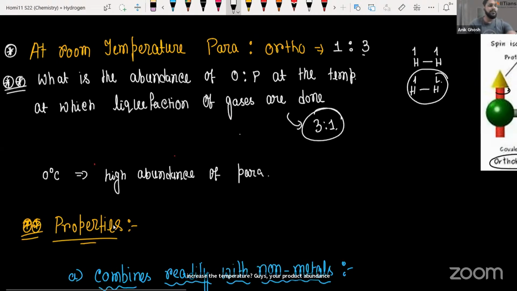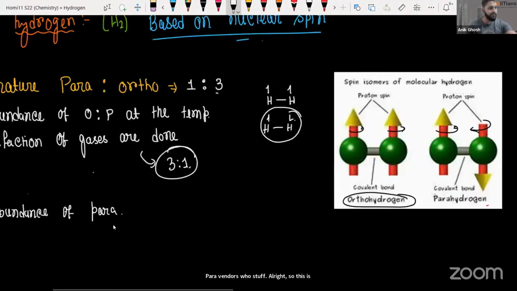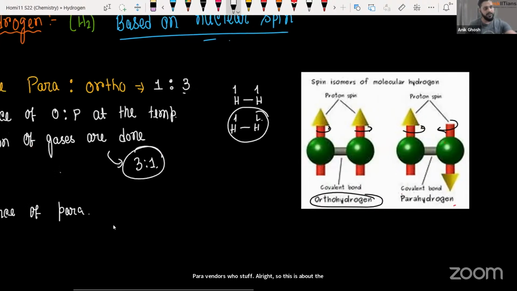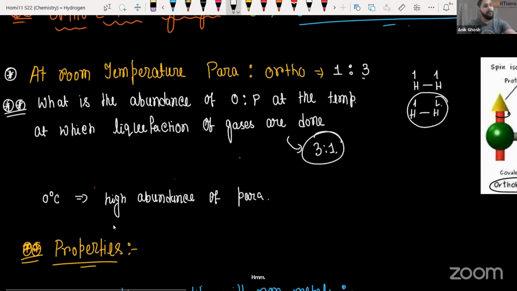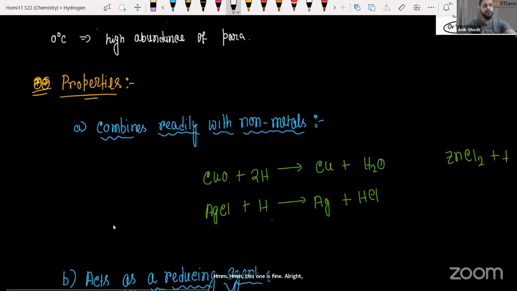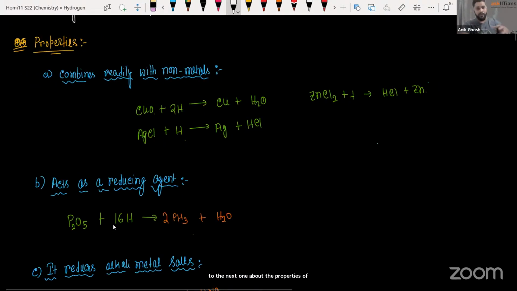All right. So this is about the ortho and para hydrogens. This much is fine, all right, guys. Now, going on to the next one, about the properties of hydrogen. Guys, now we are going to go for the different reactions. If you open the NCERT, they talk about physical properties and chemical properties separately. Right now, I'm going to teach you just the chemical properties, because physical properties of hydrogen talk about whether it's a gas, its boiling point or melting point, these sorts of things. We have never seen questions coming from there. So let's go for the chemical properties.